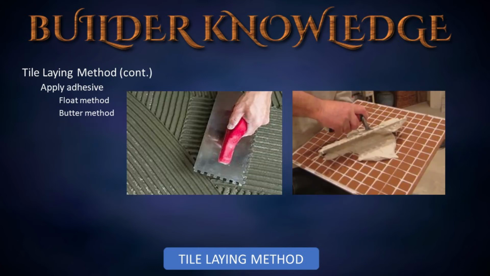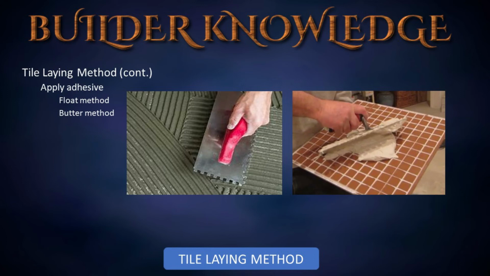Now it's time to apply the adhesive. We will cover two methods. The first is the float method. You apply adhesive uniformly over the prepared wall or floor surface, using quantities recommended by the manufacturer. Use a notched trowel, held at the proper angle, to spread adhesive to the required uniform thickness. Touch up thin or bare spots with an additional coating of adhesive. Do not coat areas larger than those recommended by the adhesive manufacturer.